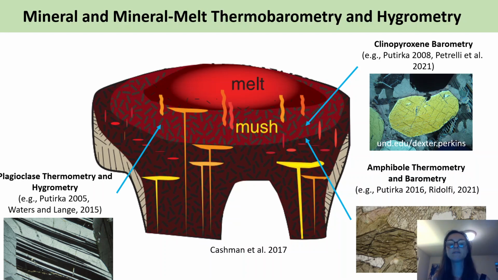There are also various expressions allowing amphibole compositions to be converted into equilibrium liquid compositions. And plagioclase is famously a thermometer and a hygrometer, so it can be used to get the temperature of the magma based on anorthite partitioning between the liquid and the plagioclase, and the water content of the magma.